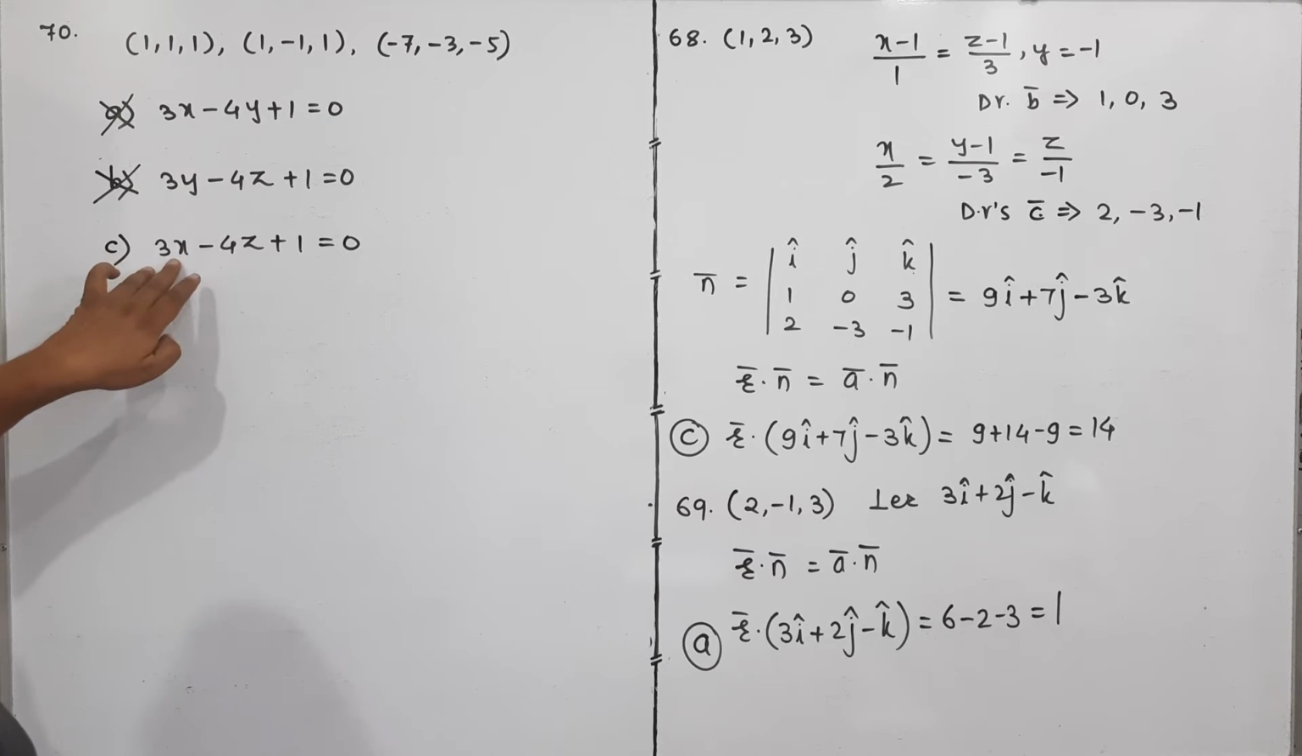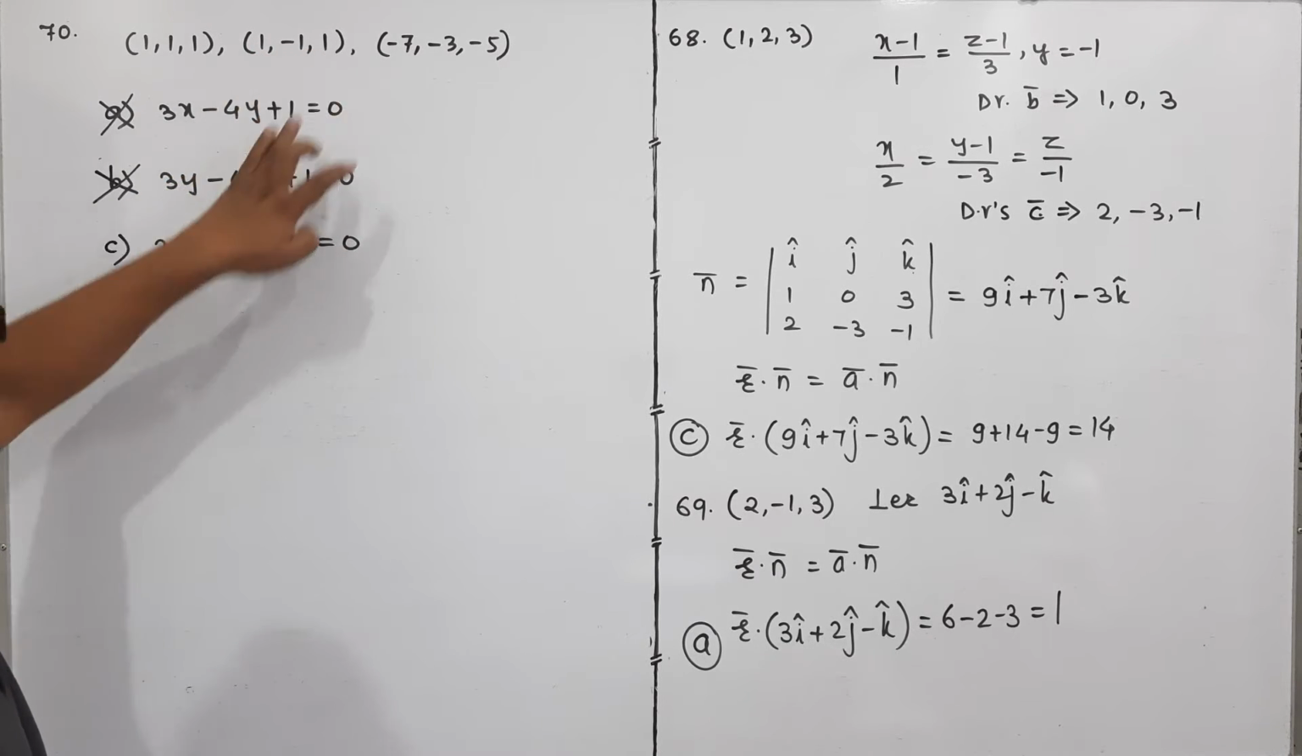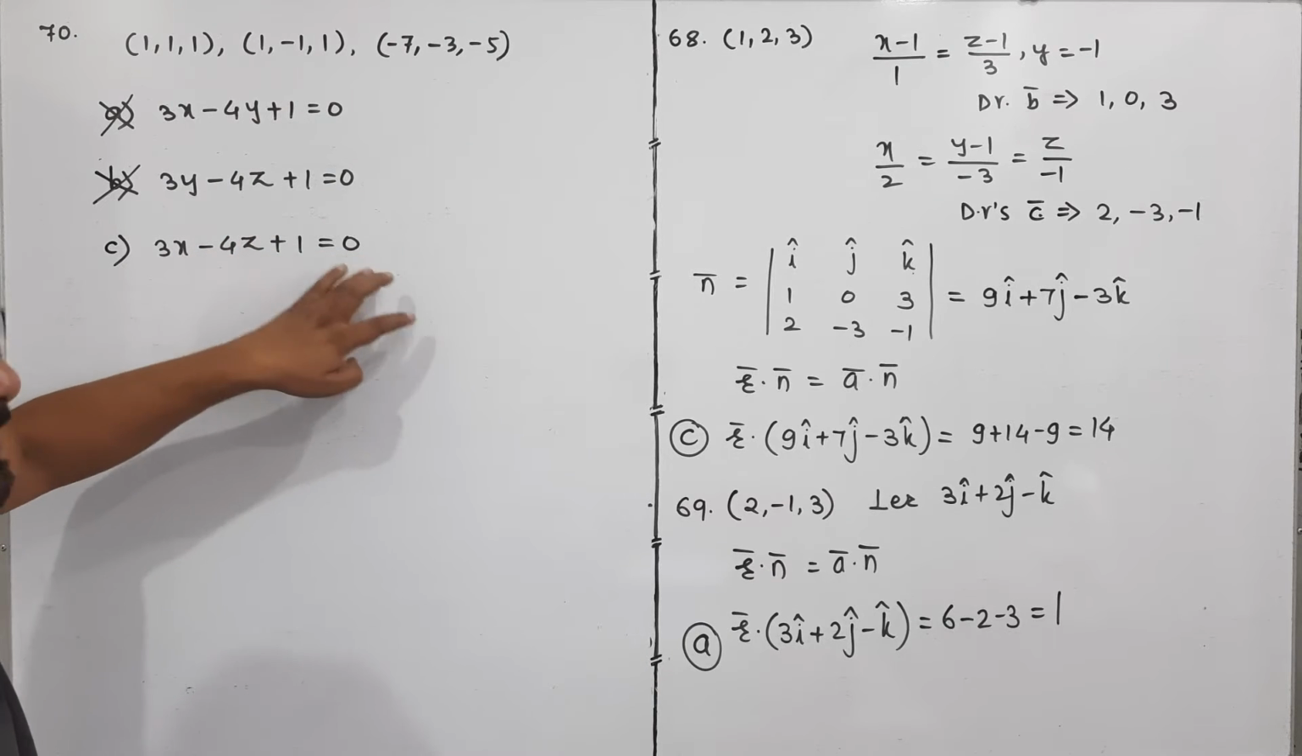1, 1 यहां पे डालेंगे. 3 - 4 + 1, it is 0. 1 और 1 यहां पे डालेंगे. 3 - 4 + 1, it is 0.